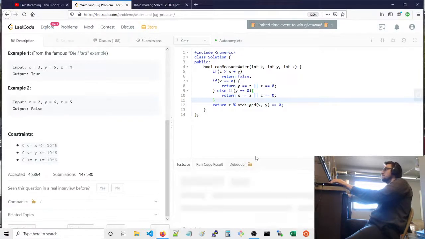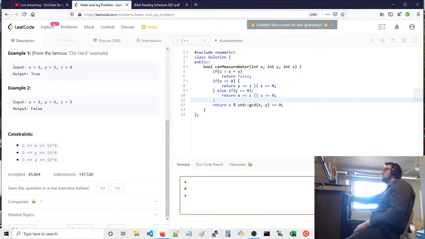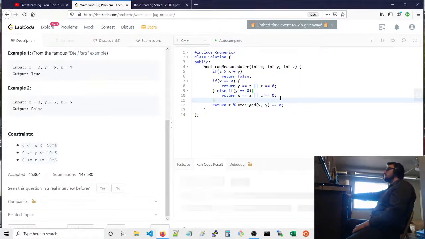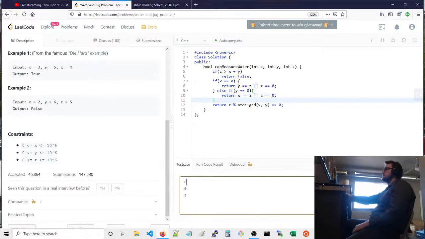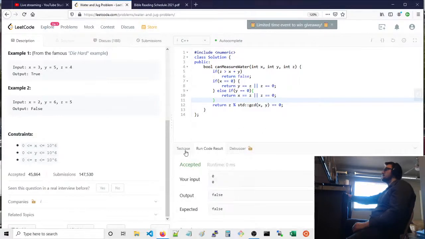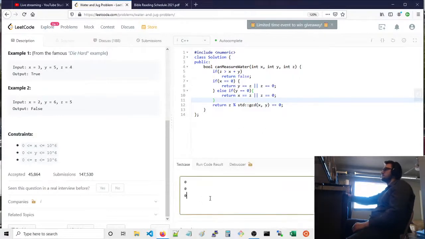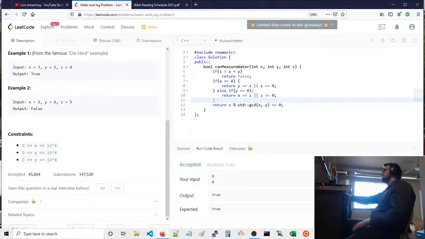4, 1, 0, 4, zero. Yeah, I think the case with zeros is kind of tricky. I don't know if this is right. It feels like I would need to test a bunch of the different things.